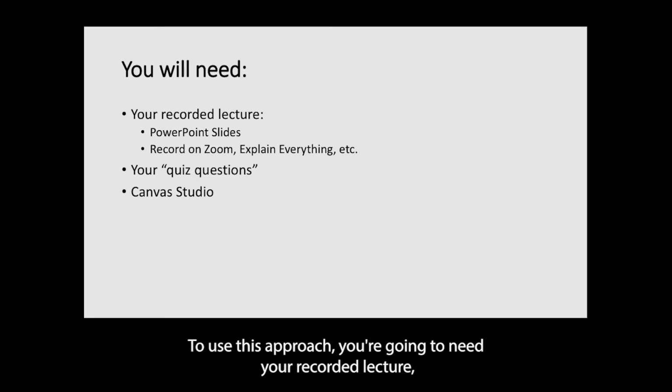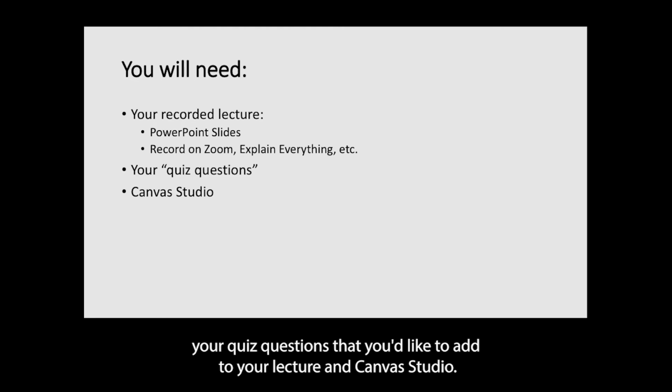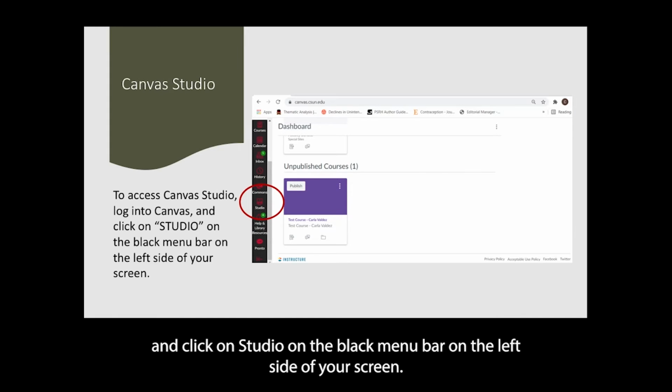To use this approach, you're going to need your recorded lecture, your quiz questions that you'd like to add to your lecture, and Canvas Studio. To access Canvas Studio, log into Canvas and click on Studio on the black menu bar on the left side of your screen.